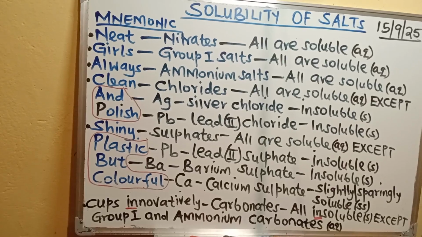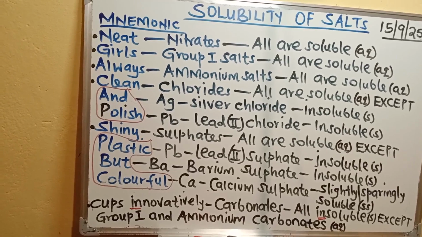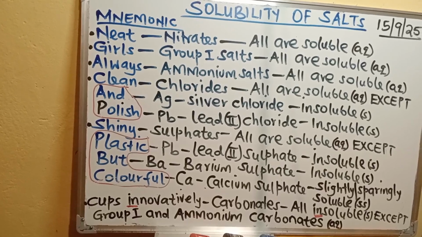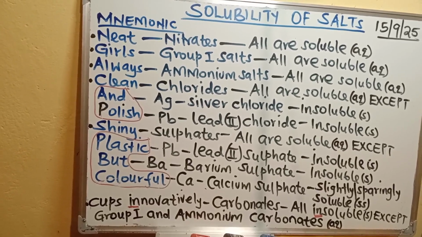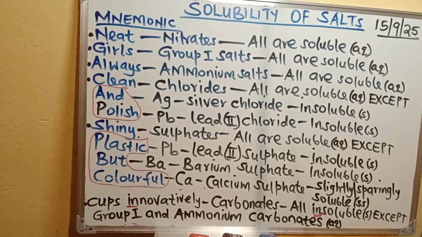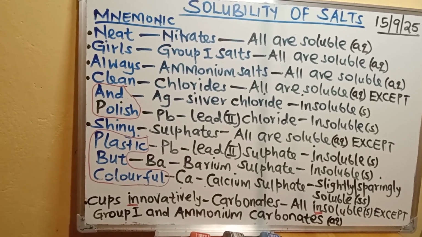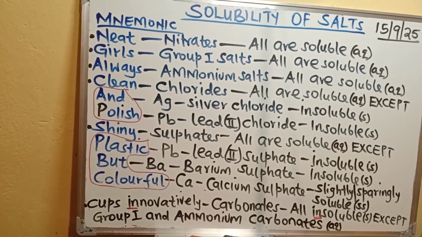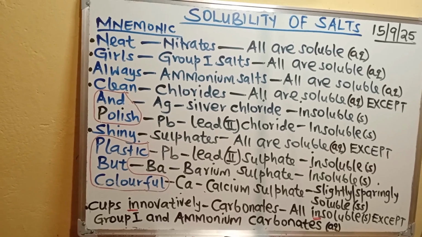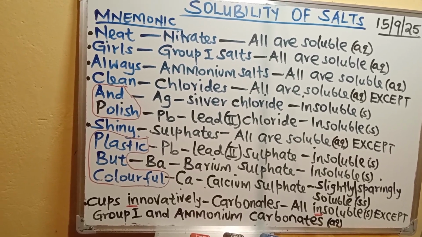So the state symbol for calcium sulfate is usually a small s in brackets, meaning slightly soluble, or sparingly soluble, meaning only a part of the calcium sulfate will be soluble, while the bigger percentage will be insoluble. That is why we will still see a part of it being a precipitate. So for lead 2 sulfate and barium sulfate, they are also seen as precipitates.